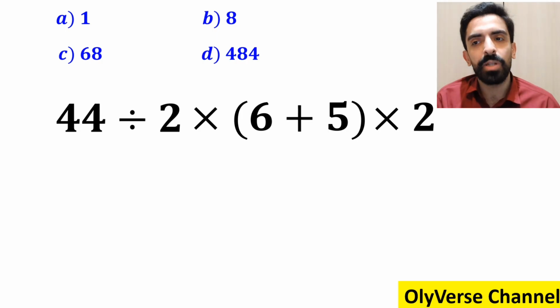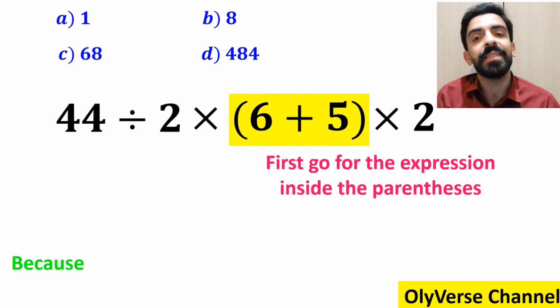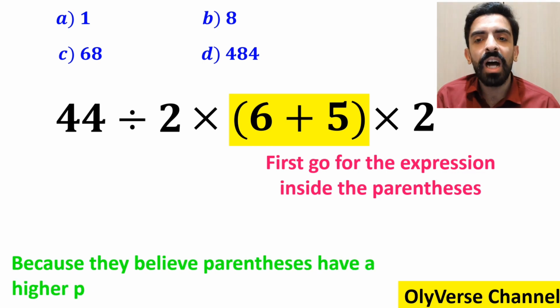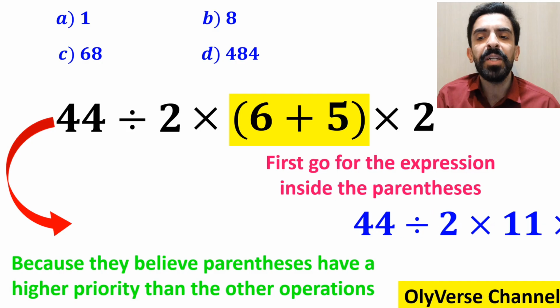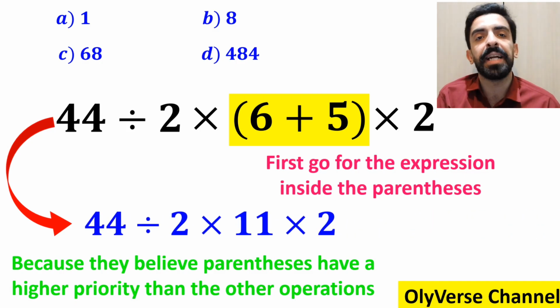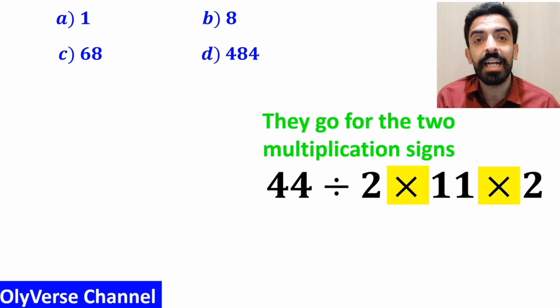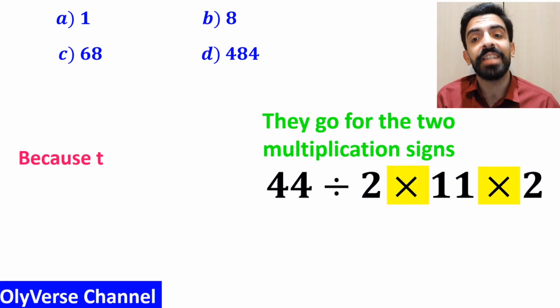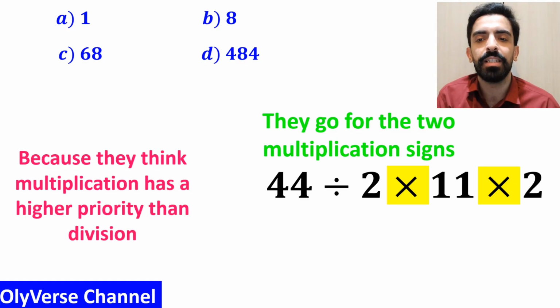Many people, when trying to solve this question, first go for the expression inside the parentheses because they believe parentheses have a higher priority than the other operations. So, they simplify this expression to 44 divided by 2 times 11 and multiplied by 2. And the next step, they go for the two multiplication signs that I've highlighted in yellow because they think multiplication has a higher priority than division.